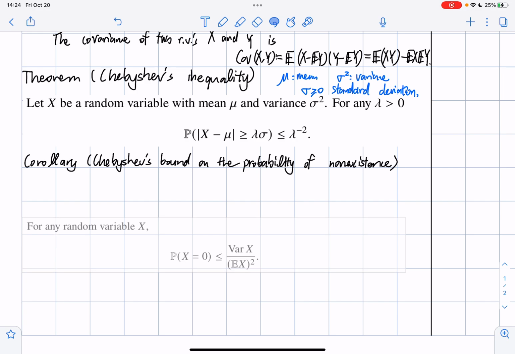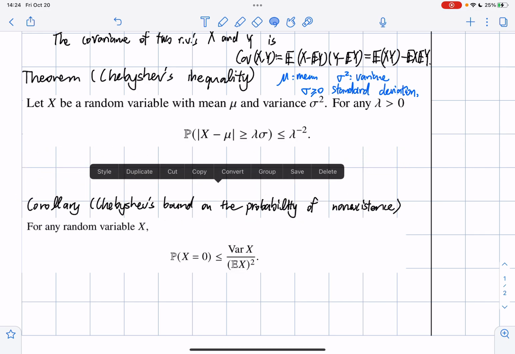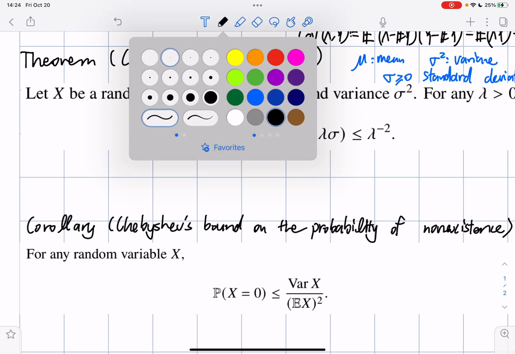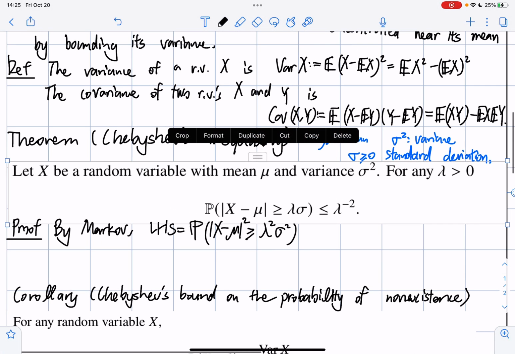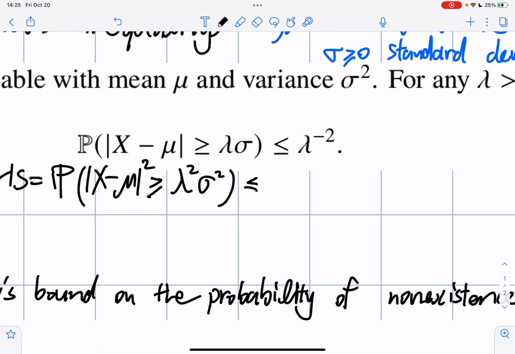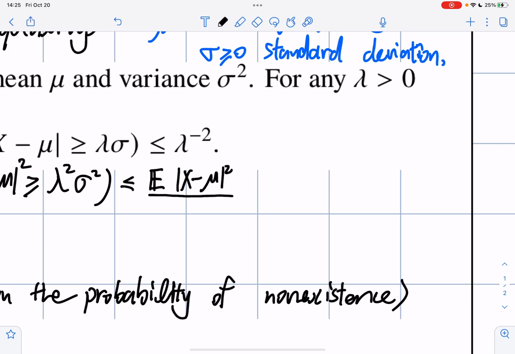And it's easy to prove. Let's prove it. It's proved by Markov's inequality. By Markov's inequality, we can see that the left-hand side is equal to the probability of (X minus mu) squared greater than or equal to lambda squared sigma squared. You can see it's the same. And then we can apply Markov's inequality. It is less than or equal to the expectation of the left-hand side in the inequality, (X minus mu) squared, over the right-hand side, lambda squared sigma squared.